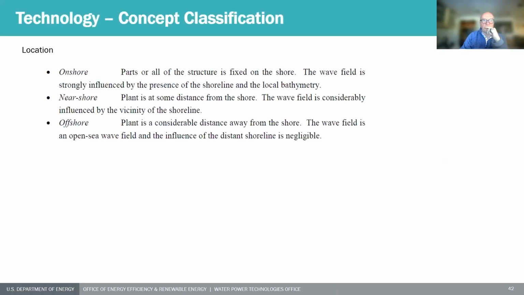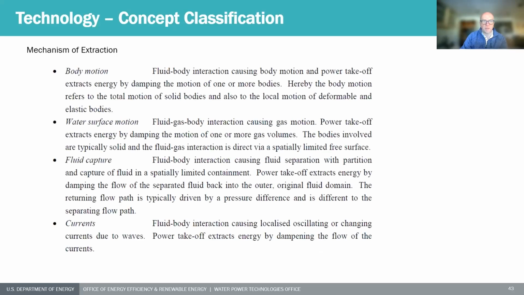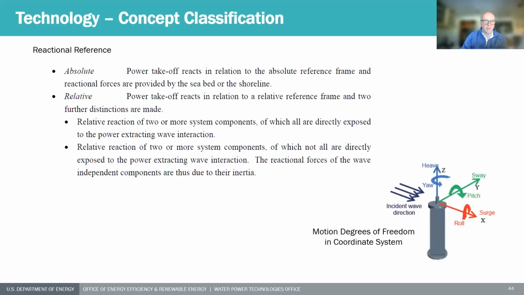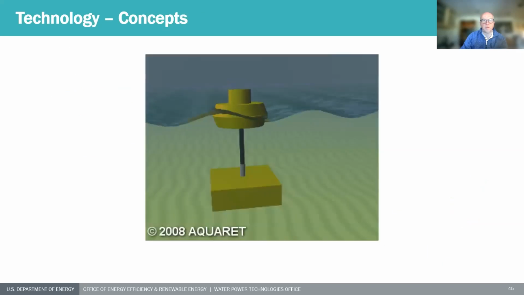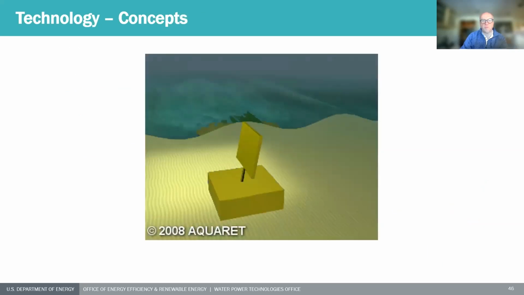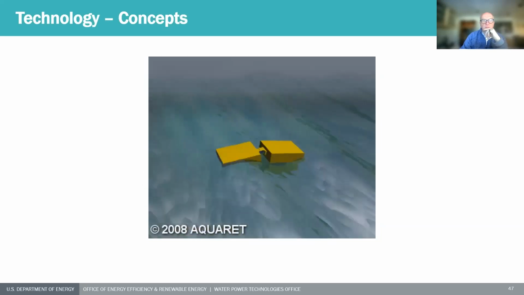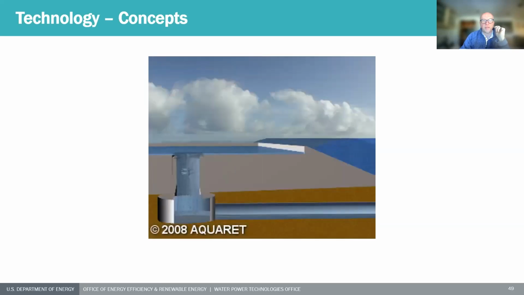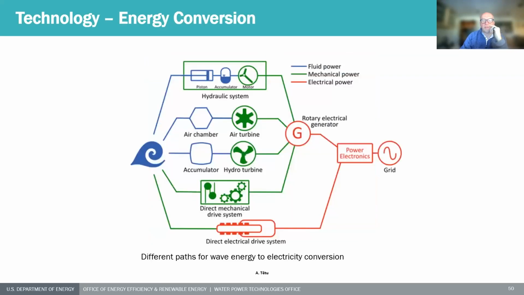Technologies, we looked at categorization of technologies by location, by orientation, by mechanism of extraction, by reactional reference, as well as by degree of freedom. So this, again, in white, in heading, this is from the previous webinar. We looked at a few concepts and how they move. Let's just give you reminders of these in the animations. Here an oscillating water column, an overtopping device. Okay, and the PTO, very different ways of implementing the power conversion, the internal power conversion.